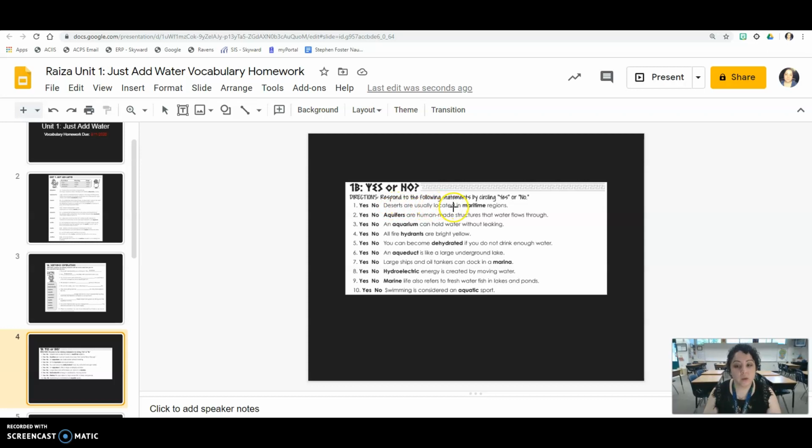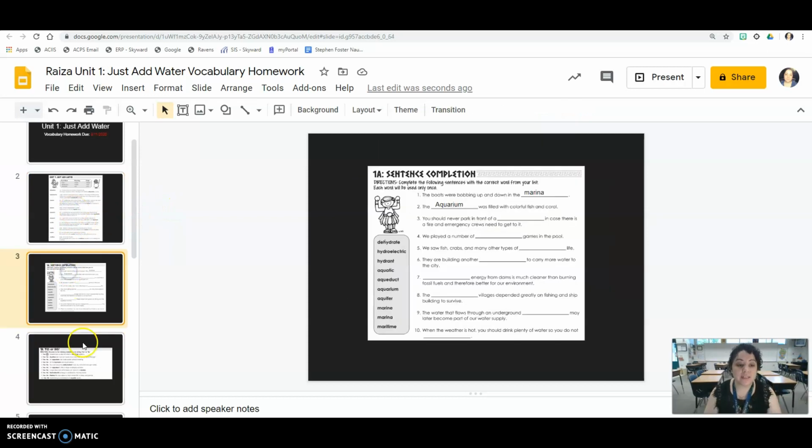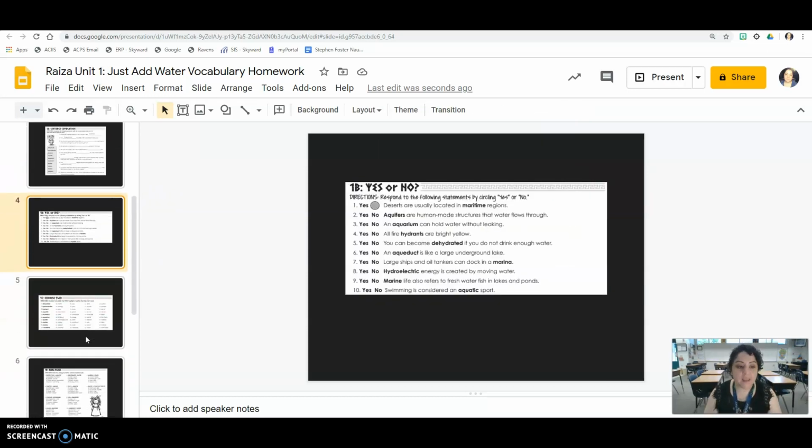Deserts are usually located in maritime regions. That would be incorrect, so I'm going to make a circle over the no. And again, I can move my crosshair until it fits perfectly. That is how they're going to complete the text box answers and then the circling answers. It's again reasonable for students to complete these first 3 slides today.